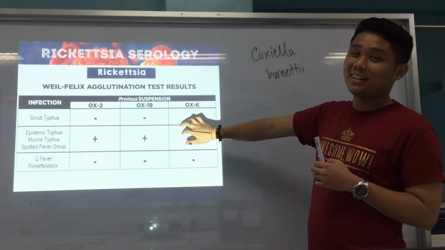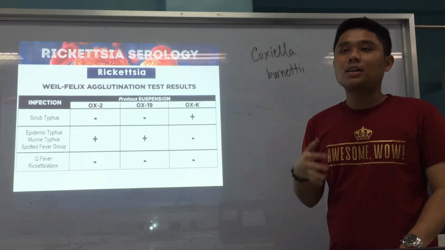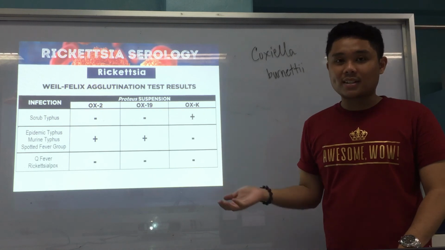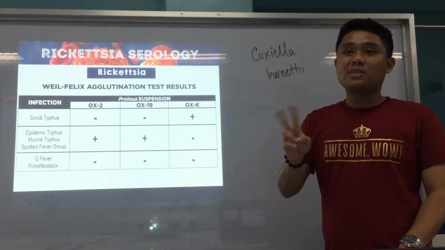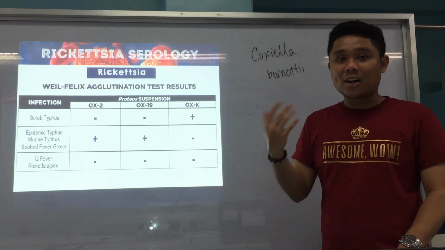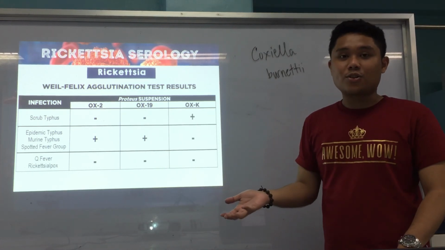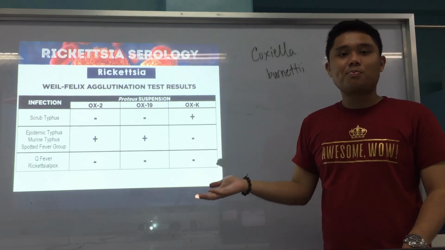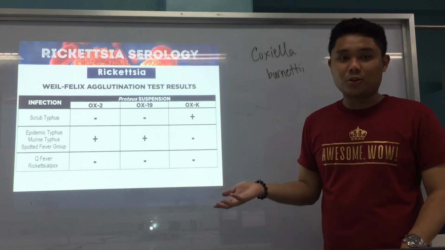Again, this comes out in the boards, so please take note of that. Scrub typhus is the only one positive for OXK. Epidemic typhus, murine typhus, and spotted fever group are positive for OX19 and OX2, meaning agglutination. The positive result here means agglutination. And Q fever and rickettsialpox show no agglutination with any of the Proteus suspensions added.